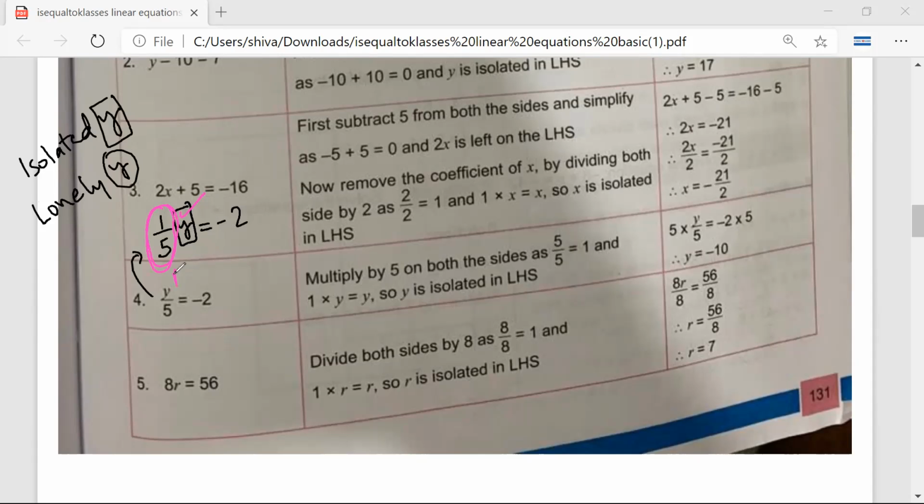What I can do is I can multiply both sides by 5. Why? Because on the left, 1 by 5 y, I multiply by 5, and on the right-hand side, minus 2, I multiply by 5. This is minus 10. Now, if you see, this 5 and this 5 will cancel. This y will be isolated and this will be equal to minus 10.